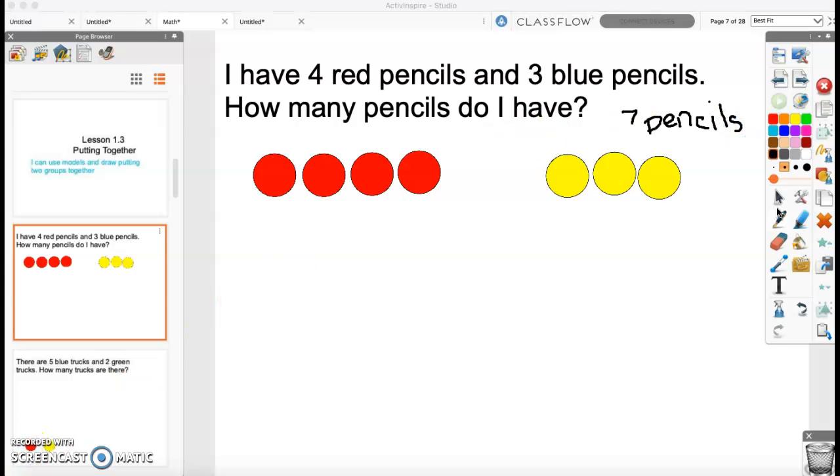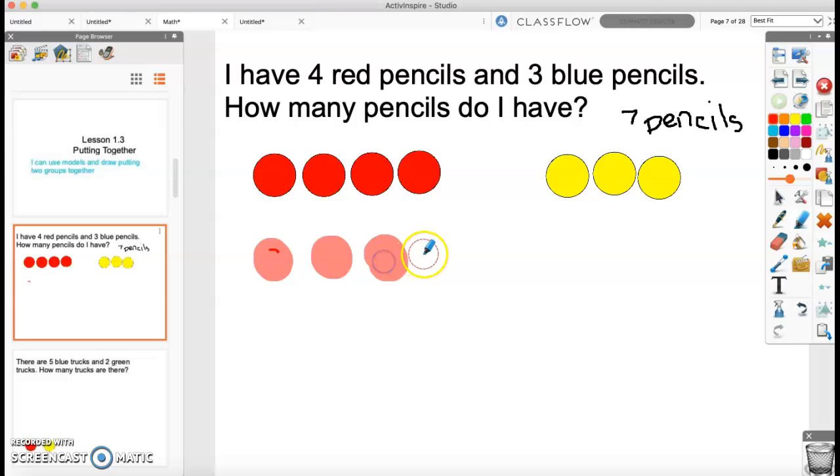So I modeled my problem. So now I need to be able to draw a picture of it. So for each circle, I'm going to take my crayon and draw 4 circles for those 4 red pencils. And I'm going to do the same for my 3 blue pencils. 1, 2, 3.